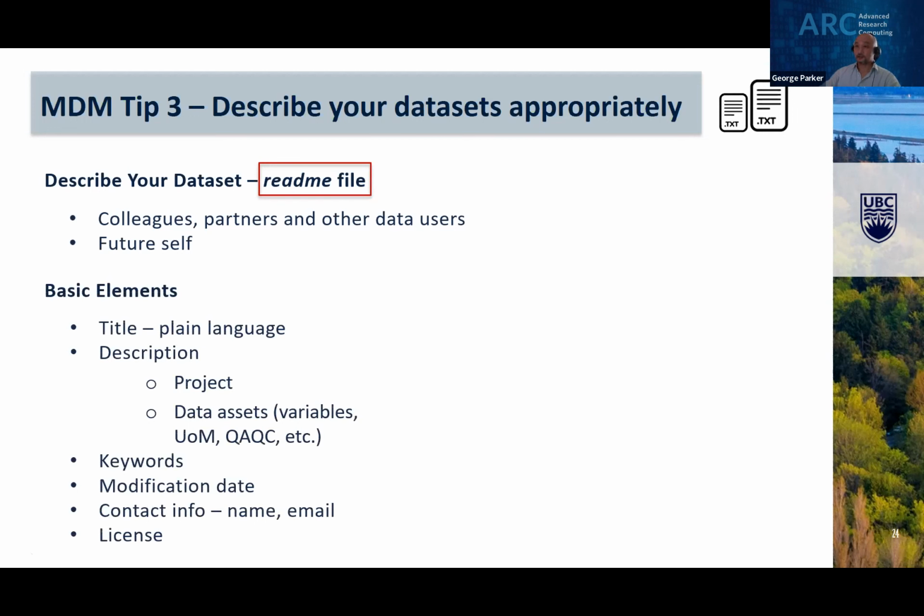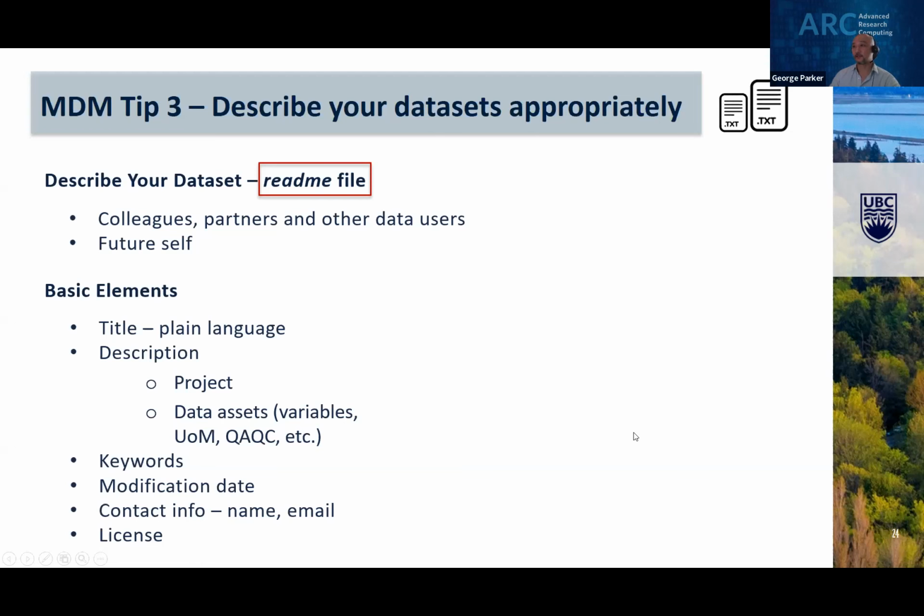I would encourage you to consider these basic elements when drafting a README file. You want to have a title to describe your data set. Use plain language. You want to have a description to describe your project briefly, as well as your data assets, including your variables, unit of measure, any QA/QC applied to your data set, and so on. You want to have some keywords.